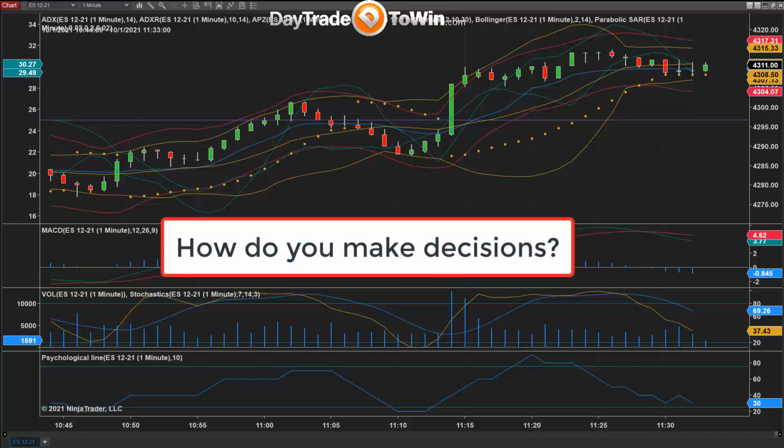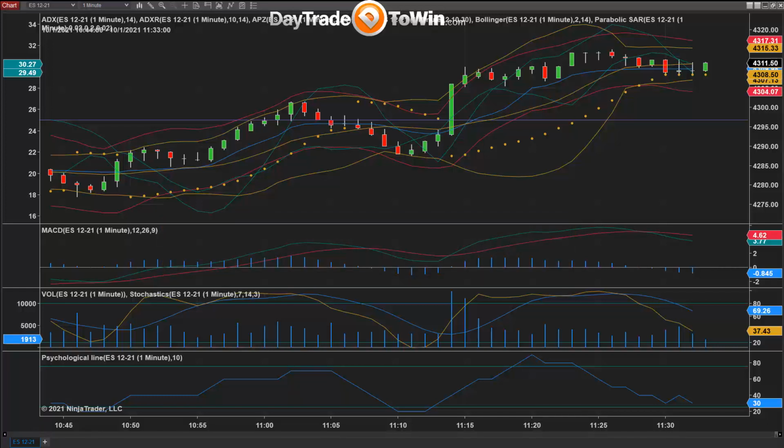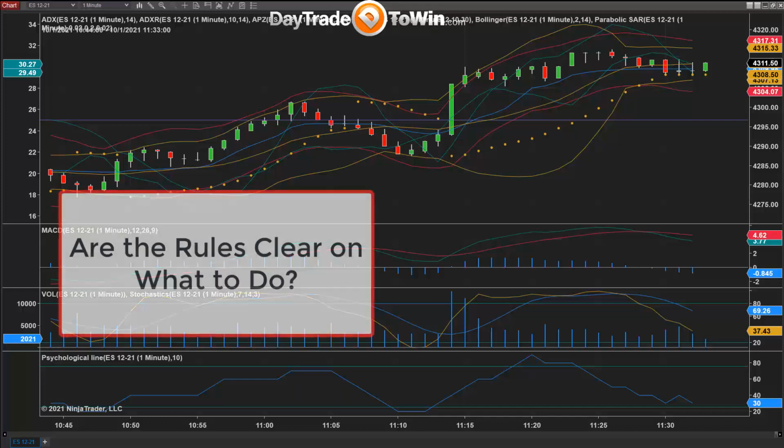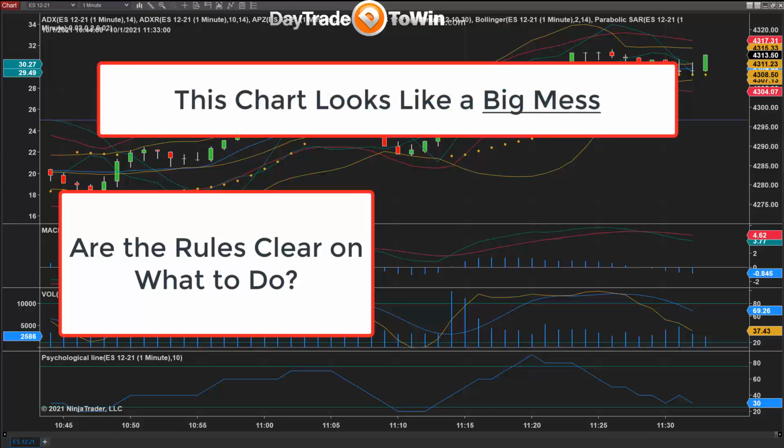Should you buy? Should you sell? Should you stay out of the market? What are the market conditions telling you? So this is a huge issue for most traders. When I receive emails and charts like this, I always ask, do you know what to do? And is it clear with rules and how to use this type of information? So to me, this is a big mess. It's almost like a circus with all the lines and colors and things.